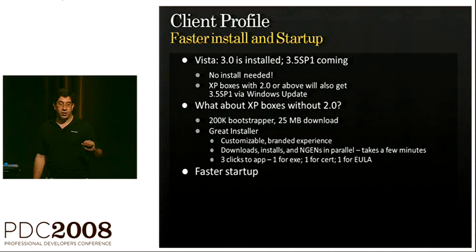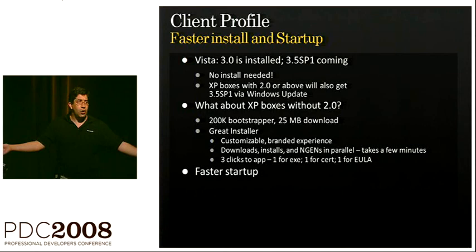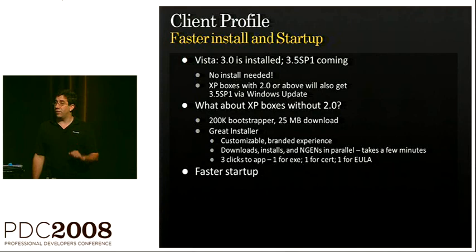But what about those XP boxes without 2.0? You all love the managed code. You want to make sure the framework is there. We're making it easier than ever to get it installed, easier and faster. There's a 200K bootstrapper. It's a 25 megabyte download. We're not giving you the full framework. We're leaving out things like ASP.NET that you probably don't need on your client machines. The installer is great. It's a customizable branded experience.